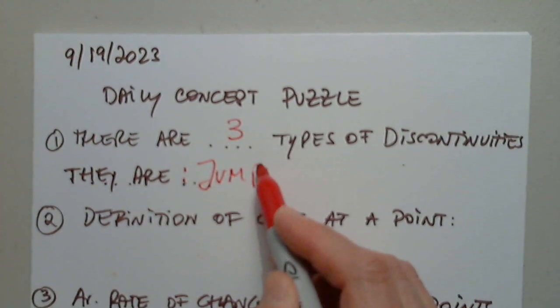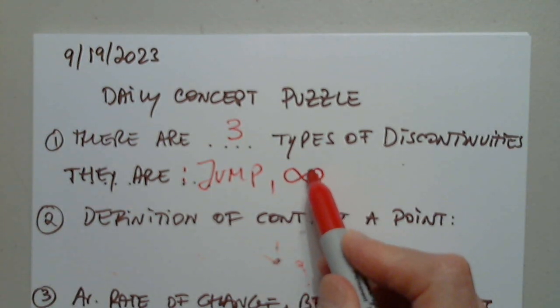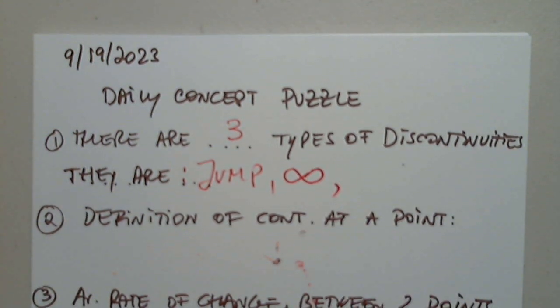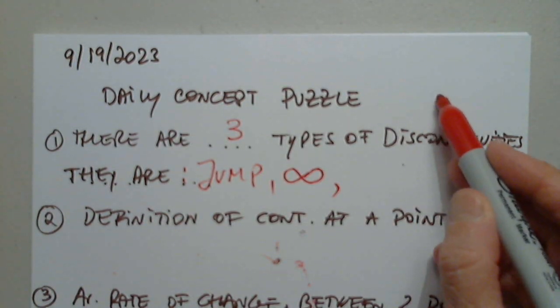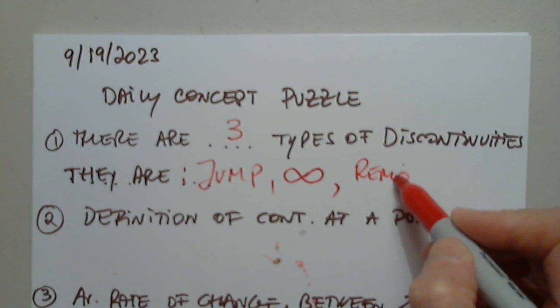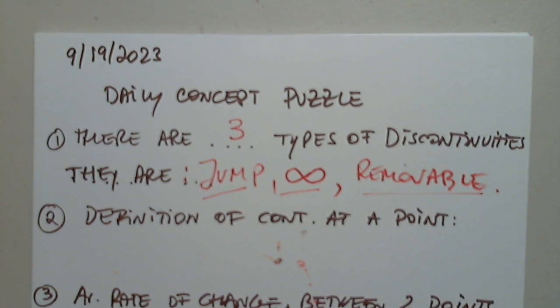Infinite. Infinite, yeah. And the one with the hole. Removable. Jump, infinite, removable. Definition of continuity at the point. What should I write? What is the definition of continuity at the point, please? Anyone else? Please try.